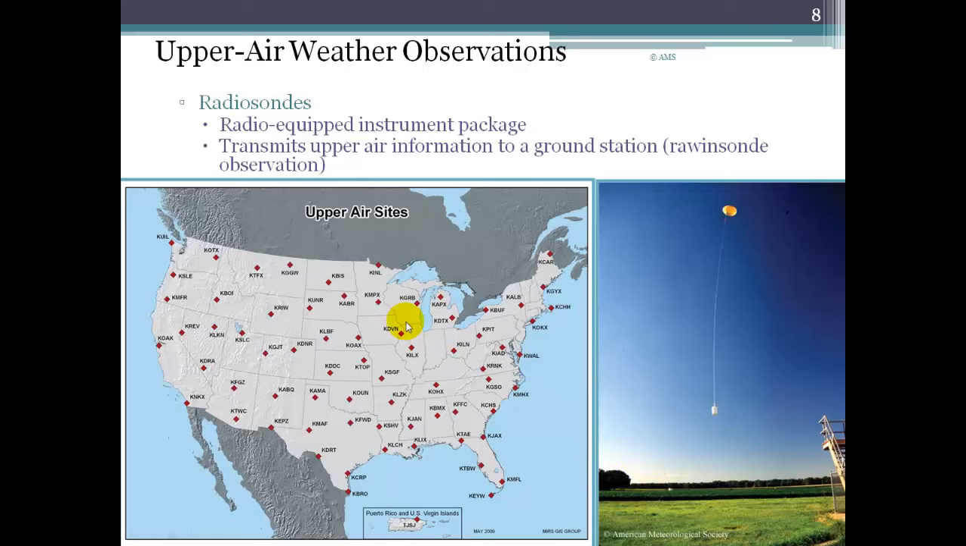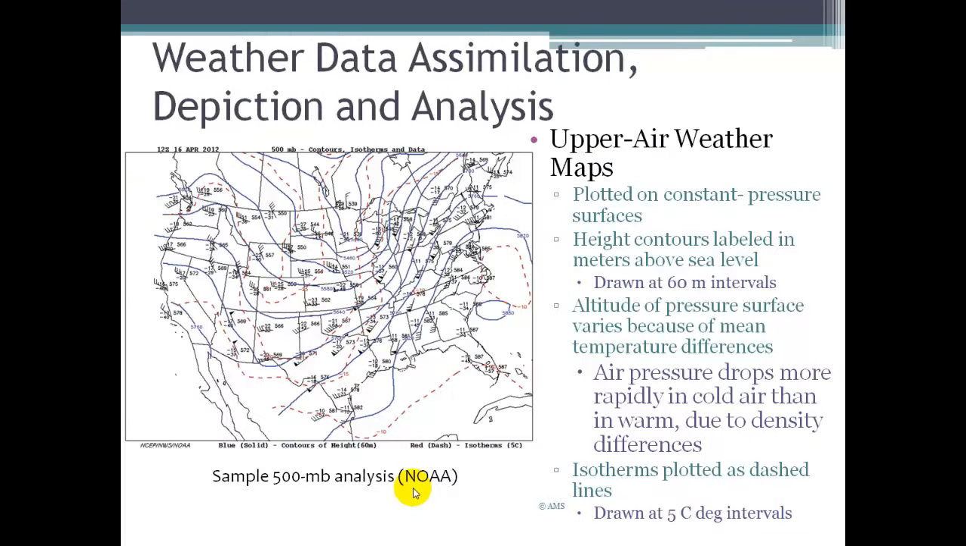And we have different locations in the United States from where we launch these radiosondes at specific times during the day. As they make their way up to the upper levels of the atmosphere, we can get a sense of what's going on up there, specifically in terms of pressure and temperature. And then we can draw an upper air chart, like the one you see in this picture.